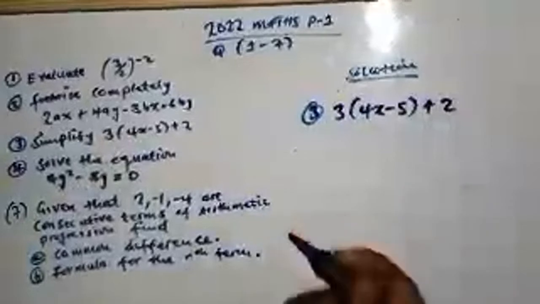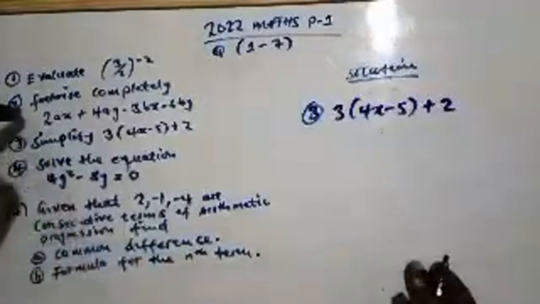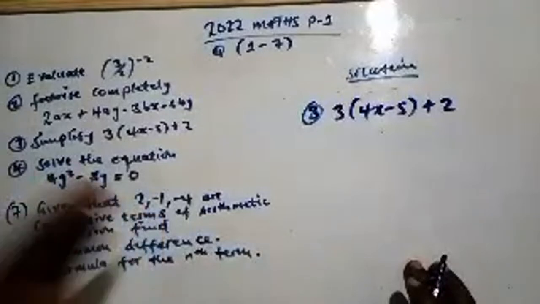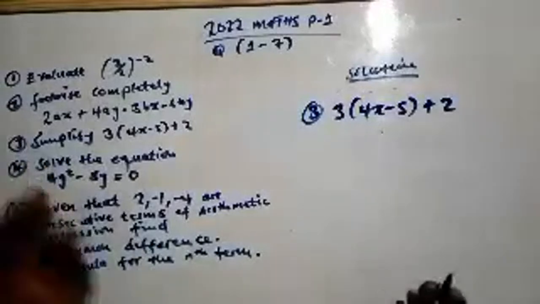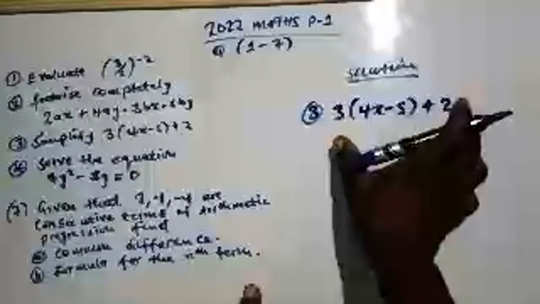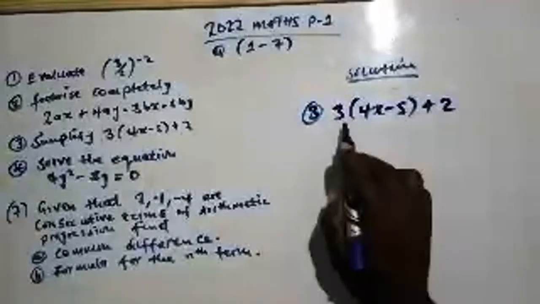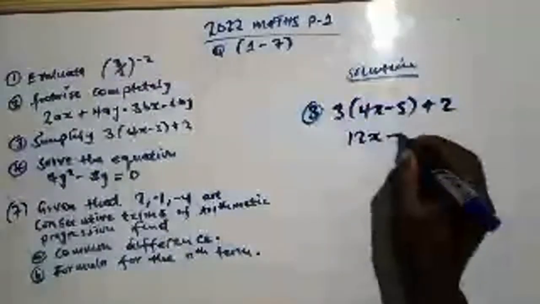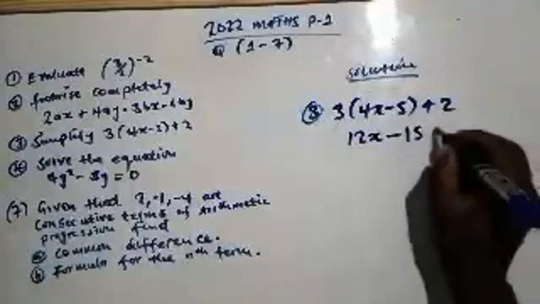The most important terms used in mathematics. You must understand all the terms used, because when you're taught to evaluate, you are taught to find the exact value of that particular question. Then when you are taught to simplify, you are taught to make it simple. So we have to make this expression to be simple. Okay, so here we have to expand first. Okay, 3 times 4x, you're going to have 12x, then minus 3 times the minus 5, you're going to have minus 15, then plus 2.